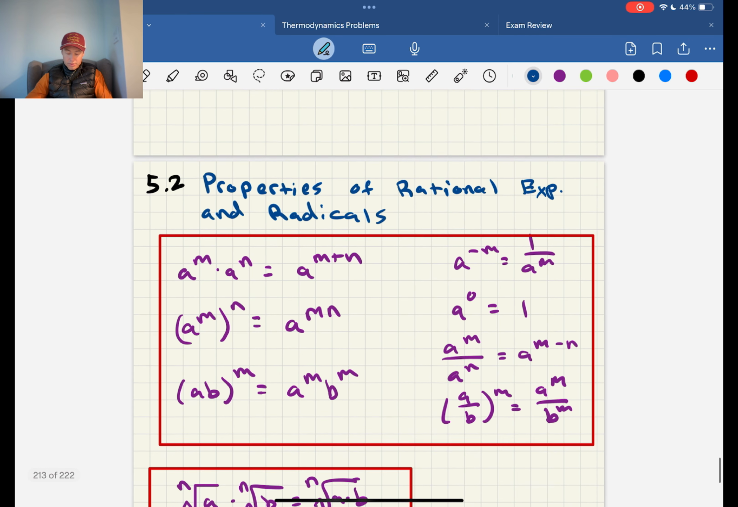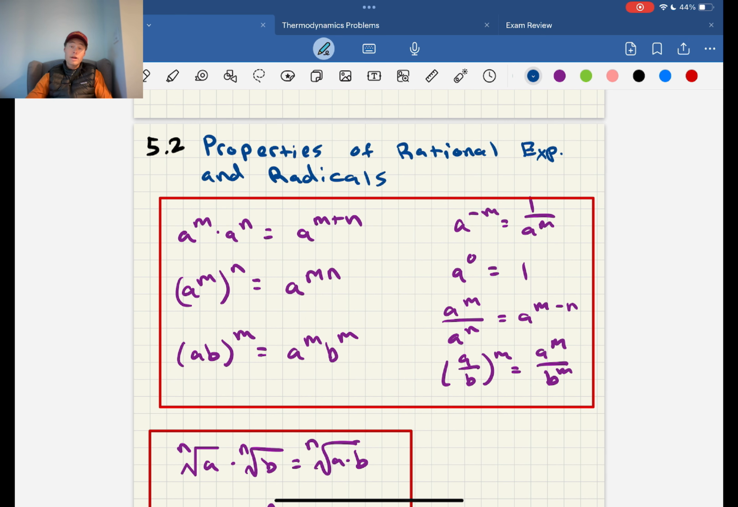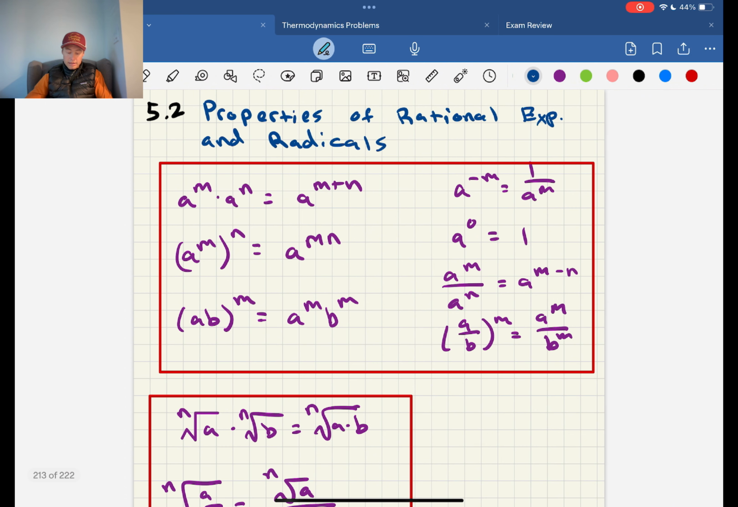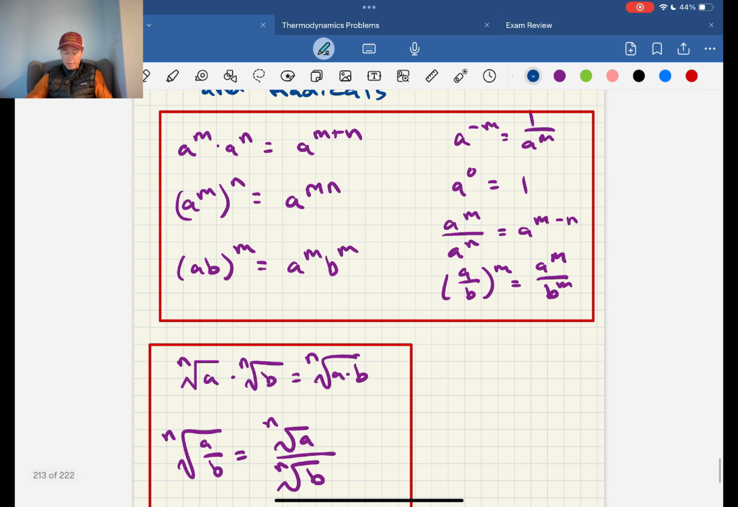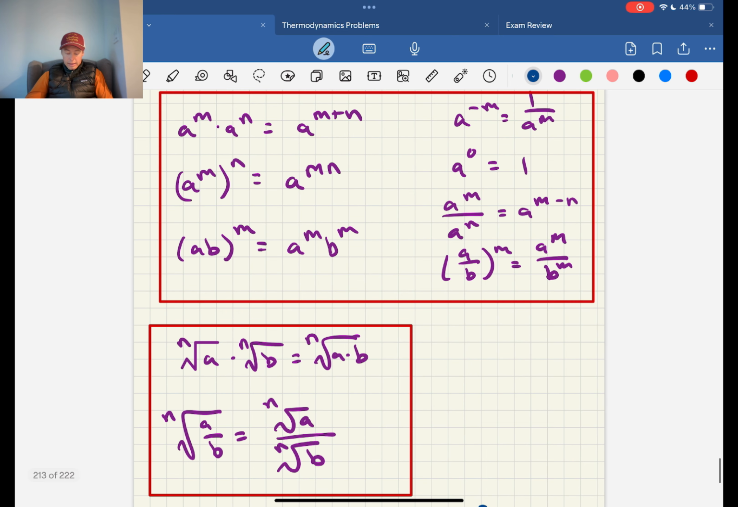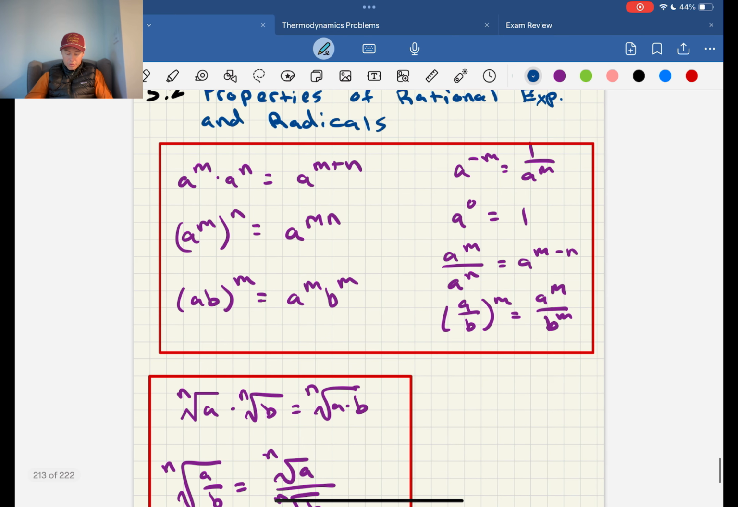That's how those work. 5.2, properties of rational exponents and radicals. This is very similar to 5.1. We're just going over other properties. In this case, when you have multiple terms and you're multiplying them, dividing them, raising an exponent to an exponent, things like that. So check out these rules in this red box. If you're multiplying two numbers with the same base, you add the exponents. If you have a number raised to an exponent in parentheses with another exponent outside, you multiply the exponents in that case. If you have two numbers in parentheses raised to an exponent, you apply that exponent to both numbers.